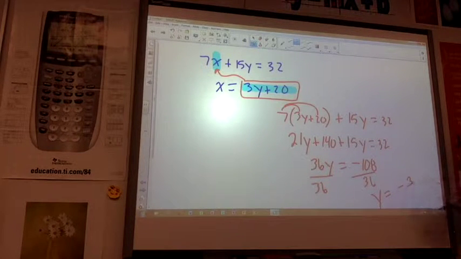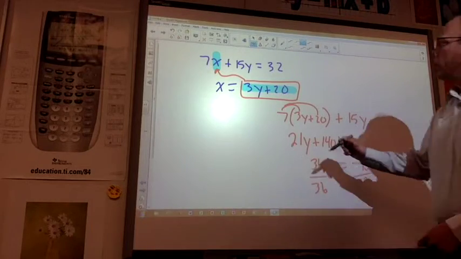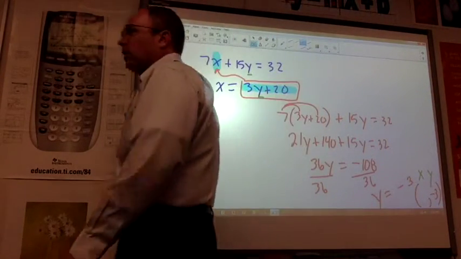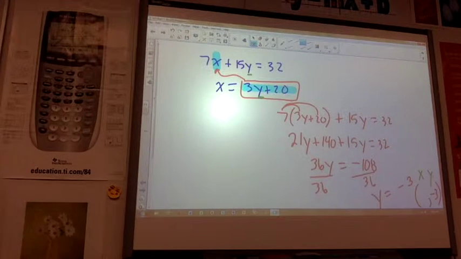Is that right? So I got the y value. Our y value is right here. What value am I now looking for? X. So I need to take that y value and plug it into one of the originals. Which one makes the more obvious sense to plug it into? The bottom one of the original. What letter am I looking for? I'm looking for x.